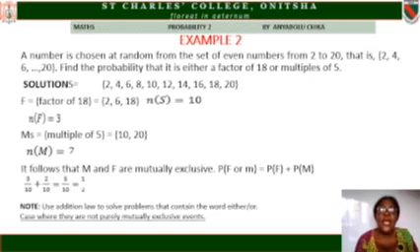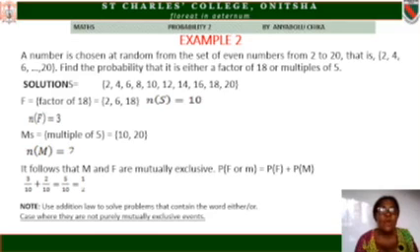Example 2. A number is chosen at random from the set of even numbers from 2 to 20 inclusive. That is the set X equals 2, 4, 6, up to 20. Find the probability that it is either a factor of 18 or a multiple of 5. Solution. Sample space X equals 2, 4, 6, 8, 10, 12, 14, 16, 18, and 20.